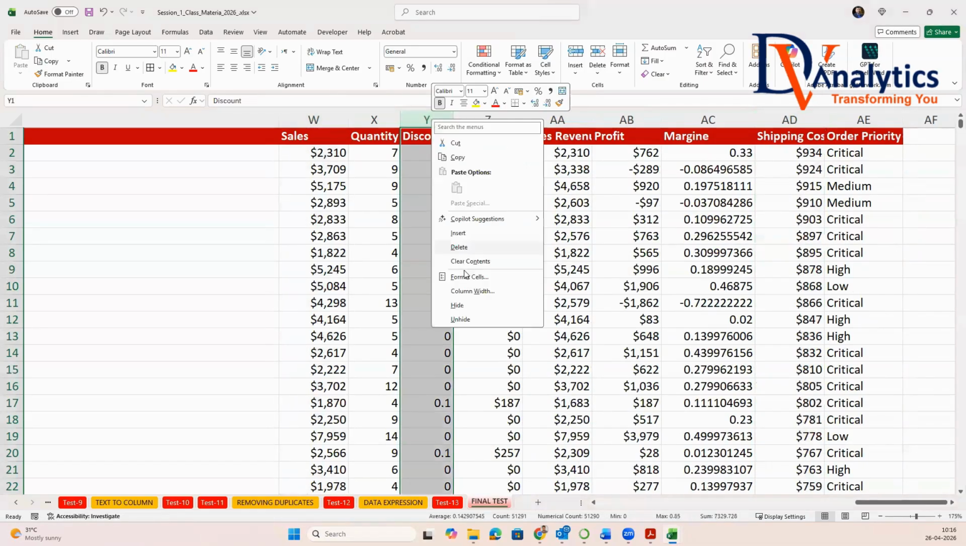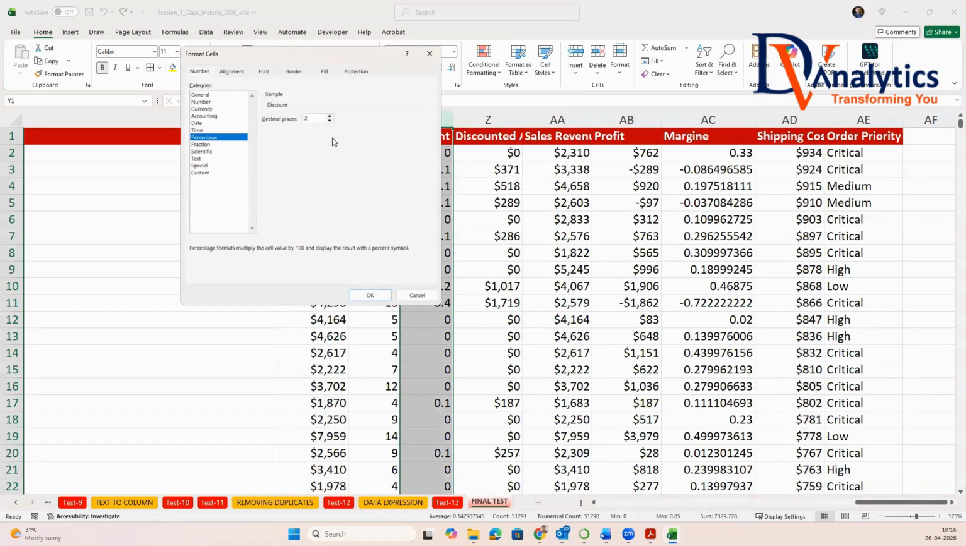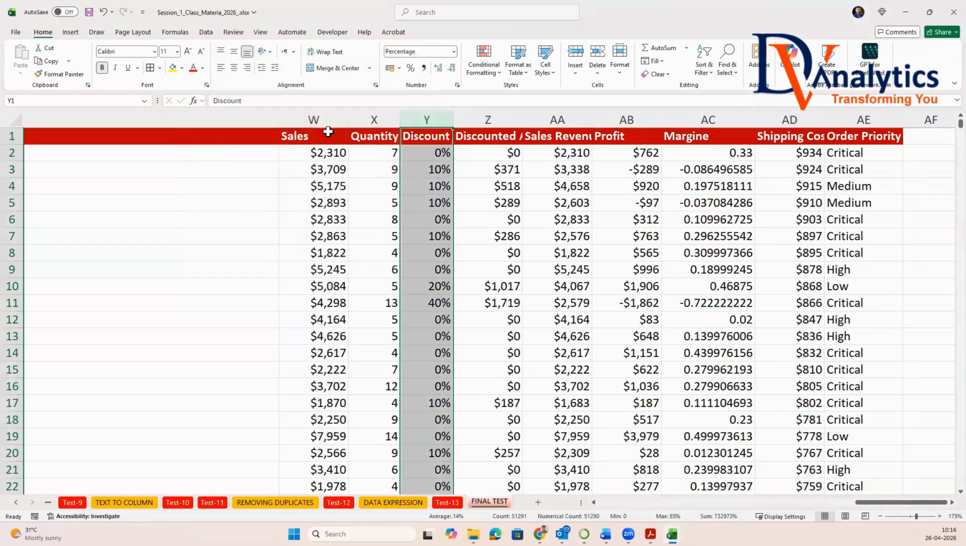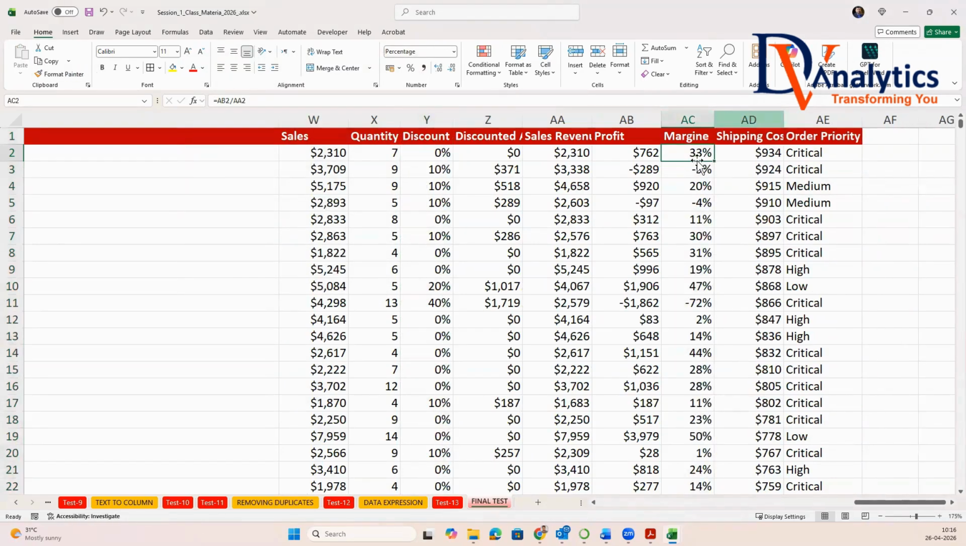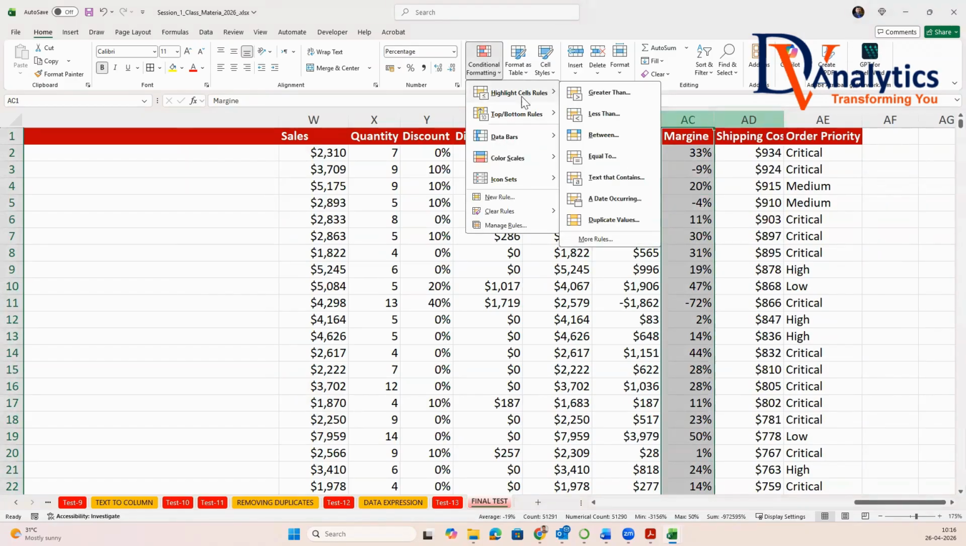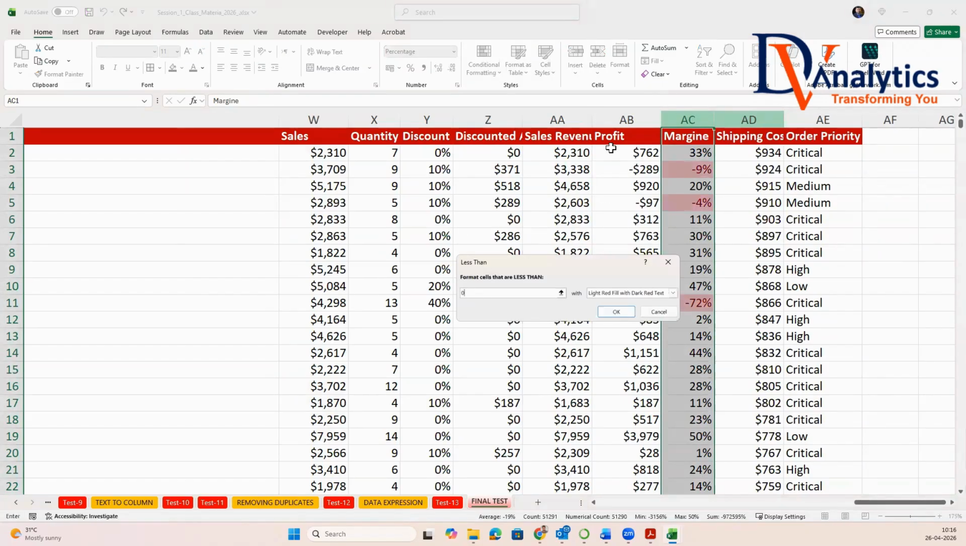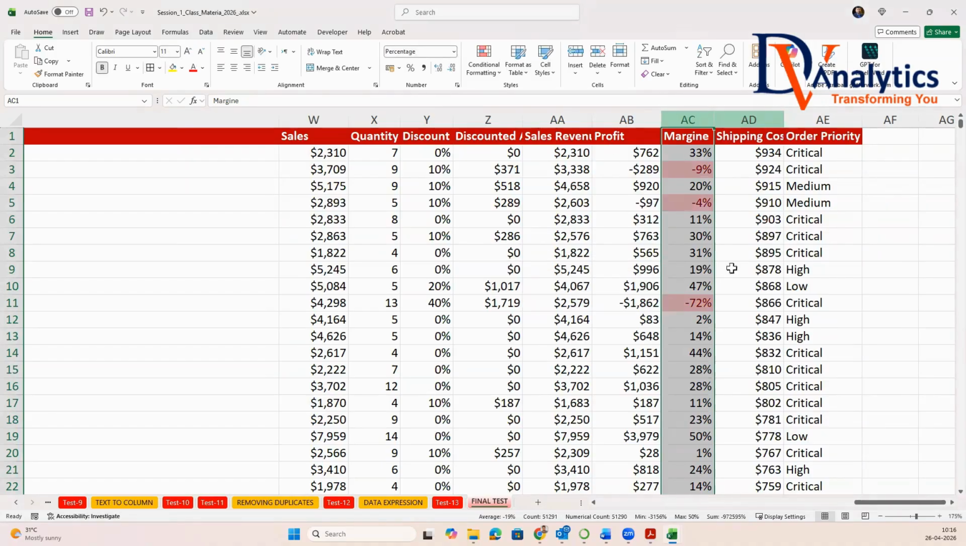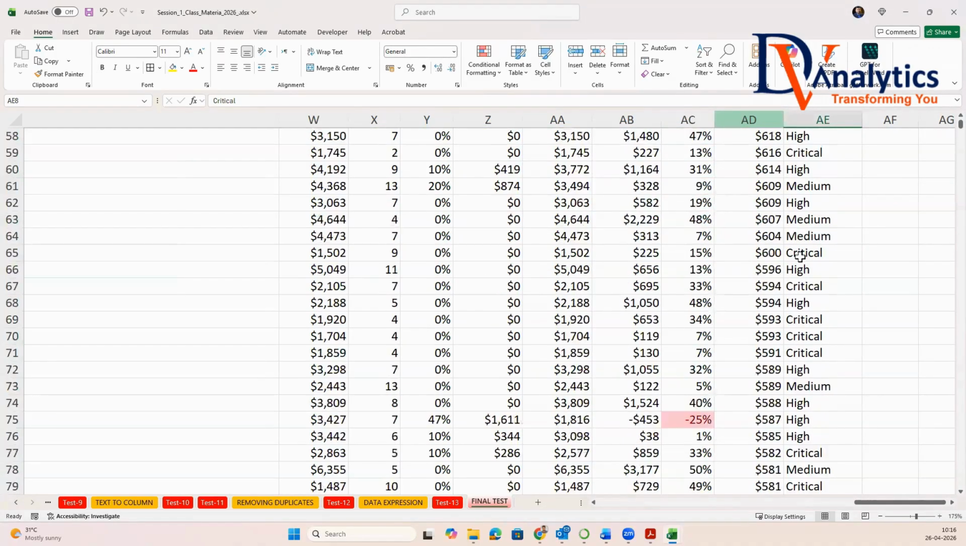What do you want to do for the discount here? Format cell with percentage, the same percentage. I want to highlight what? Margin. Negative margins are there. I want to highlight that. What will I do now? Conditional formatting, highlight if it is less than 0%. Is it highlighted? Yes, sir.